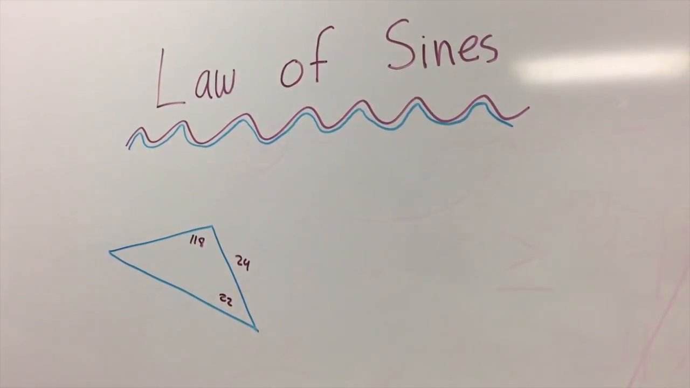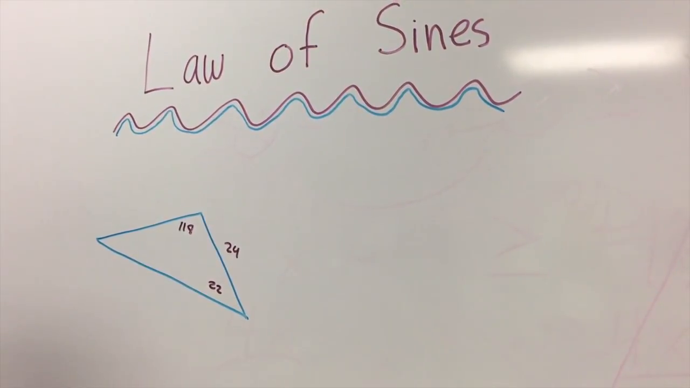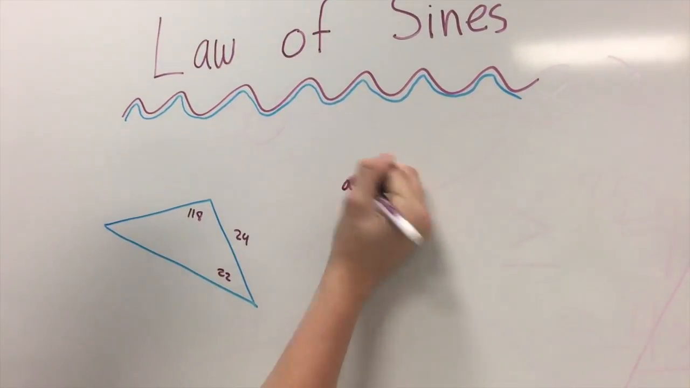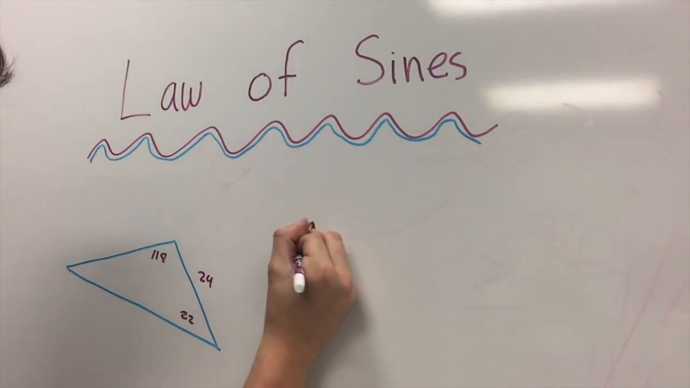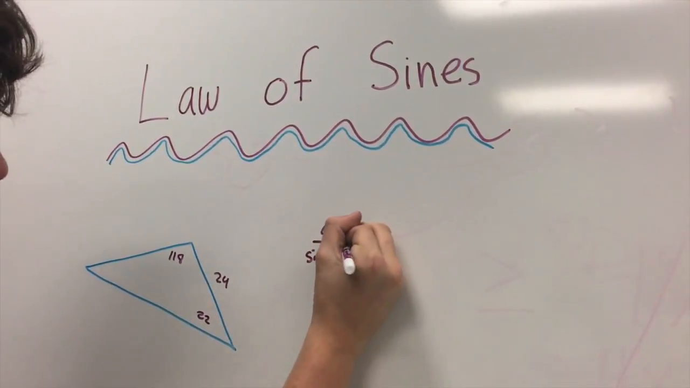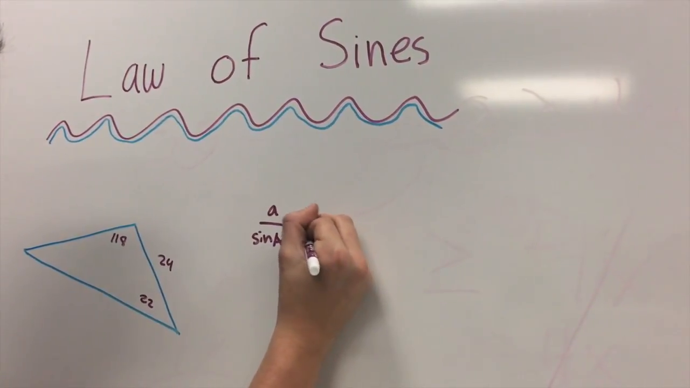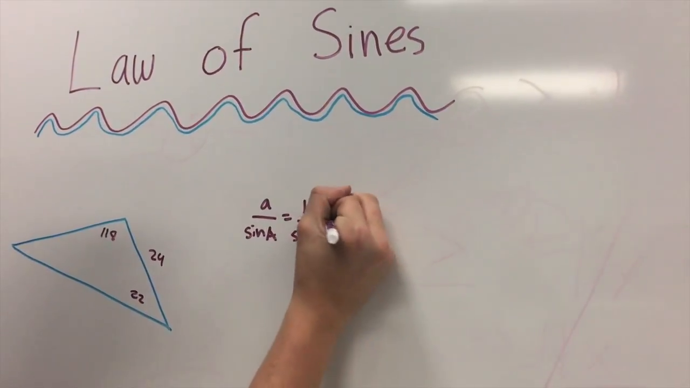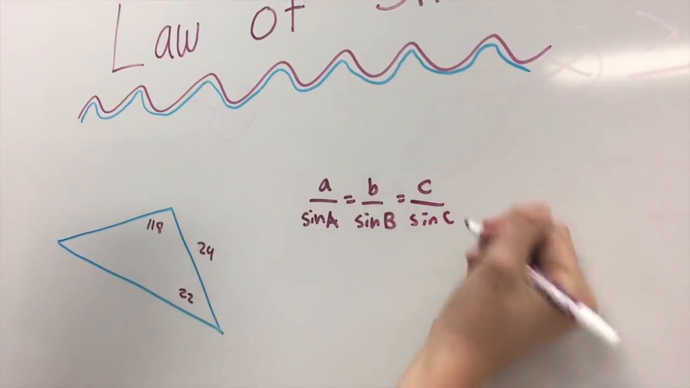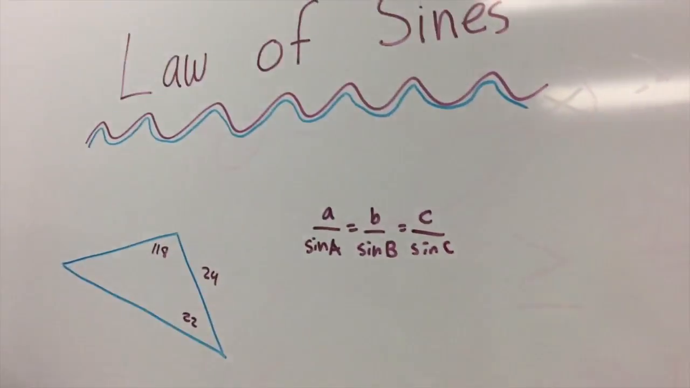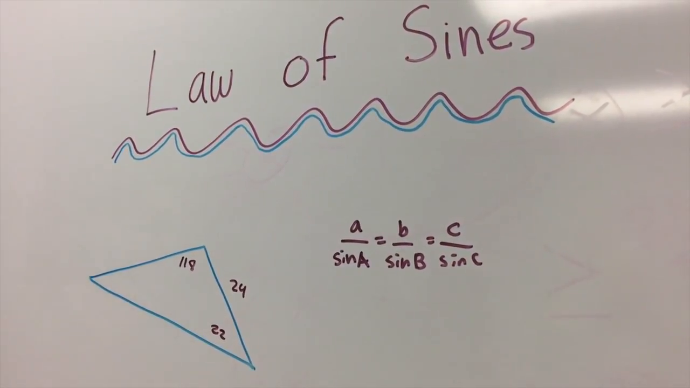So the law of sines is a proportion. The measure of side A over the sine of angle A is equal to the measure of side B over the sine of angle B, which is also equal to the measure of side C over the sine of angle C. Now, to use this, we'll solve for this triangle.